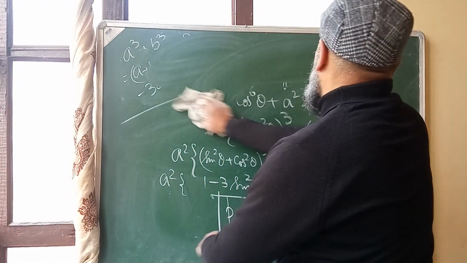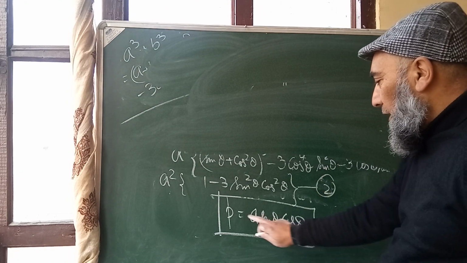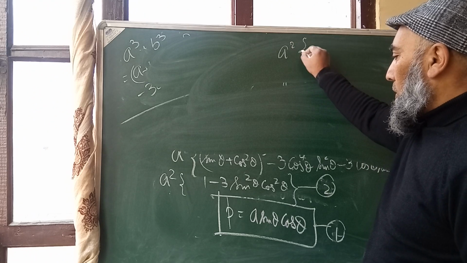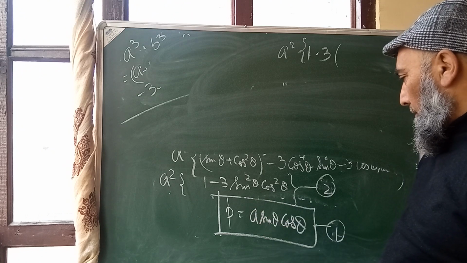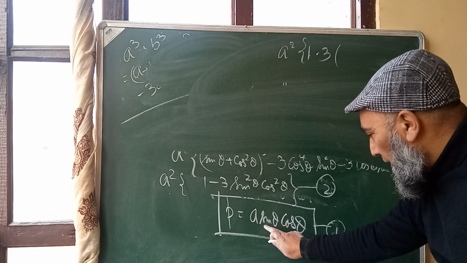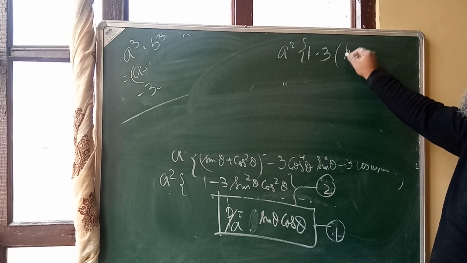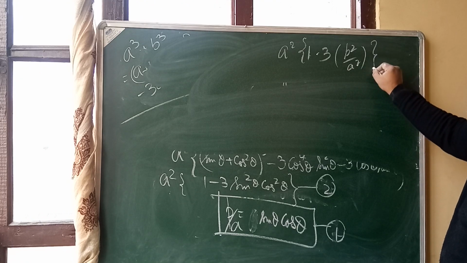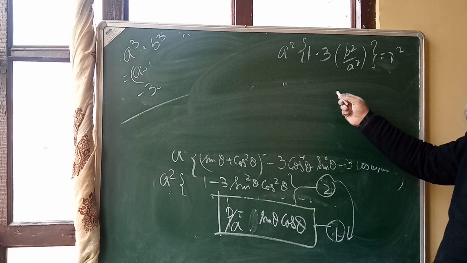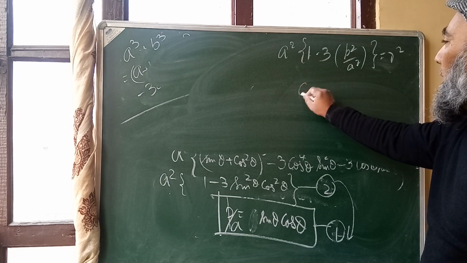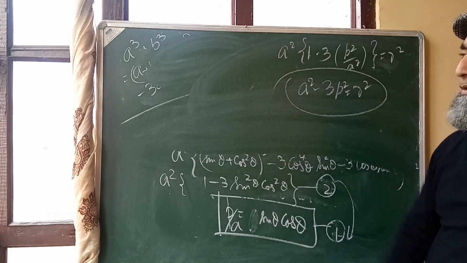From 1 and 2, I have a sine theta cos theta is, so I have a square 1 minus 3. See, from this sine theta cos theta can be written as P by A. So I will use it here. P square by A square equal to R square. From 1 and 2. Fine. So you have A square minus 3P square equal to R square. This is the Peter equation.